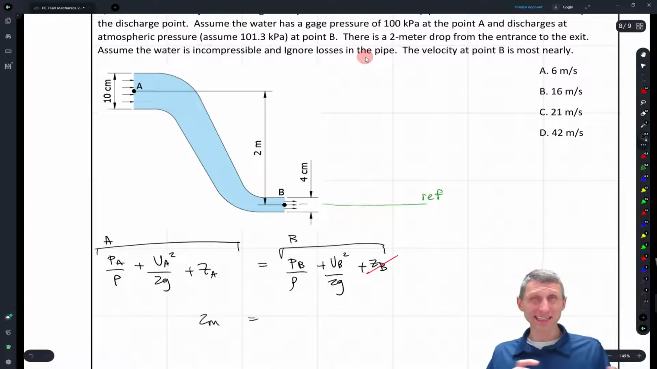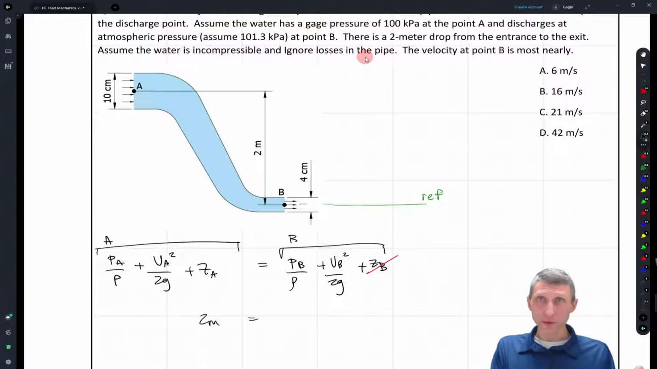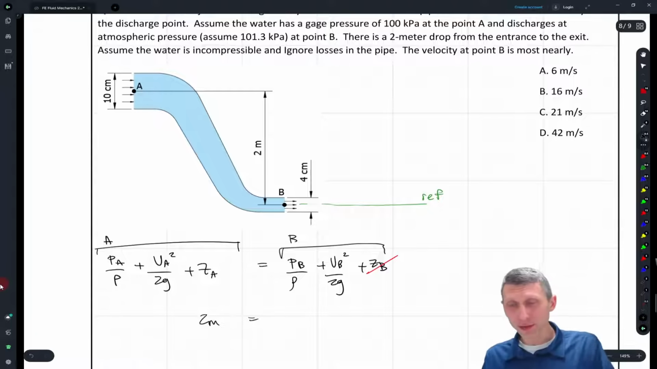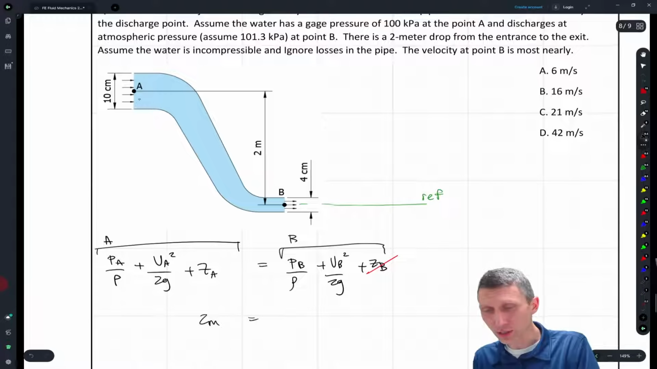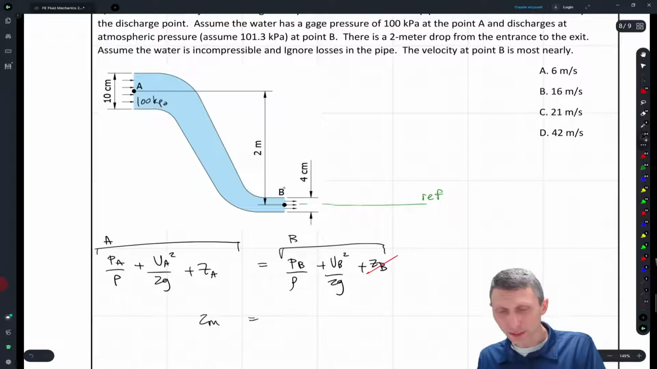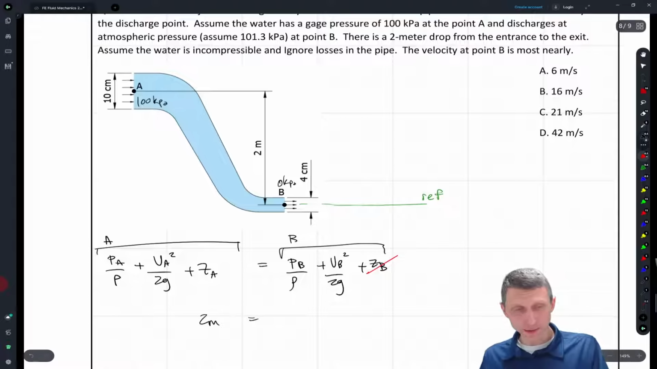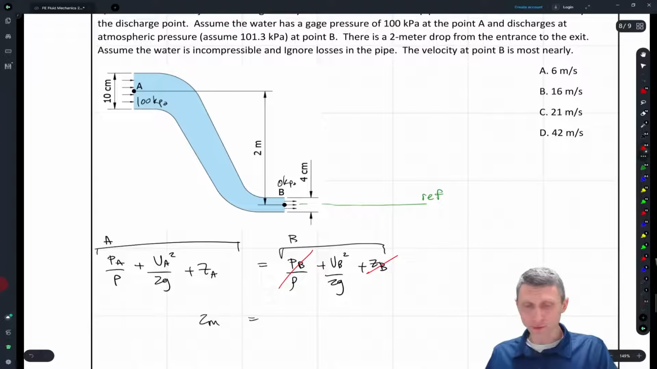But gauge, and what's the difference between gauge and atmospheric? 101.3, right? So gauge pressure just subtracts off atmospheric. So again, this is where we can use that datum, and we can say, well, if this is a gauge pressure of 100 kPa, gauge pressure down here is going to be 0 kPa. Okay, it's atmospheric, but it's 0 kPa. That's another thing that's going to help us. So that goes away.